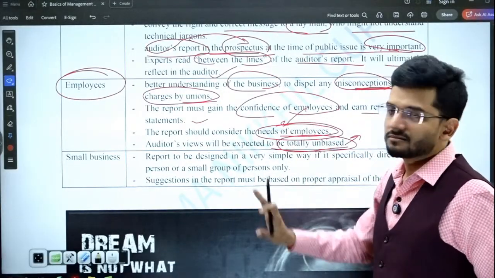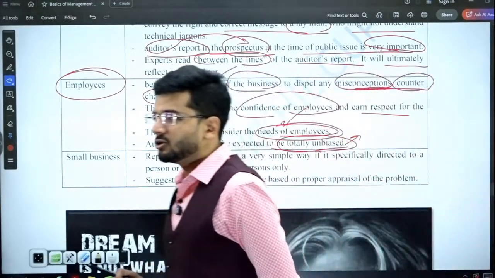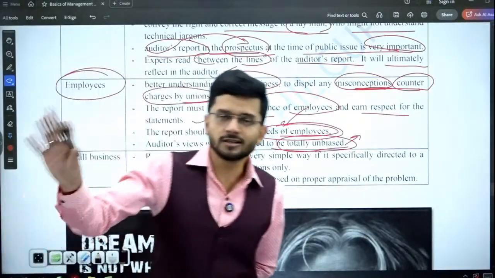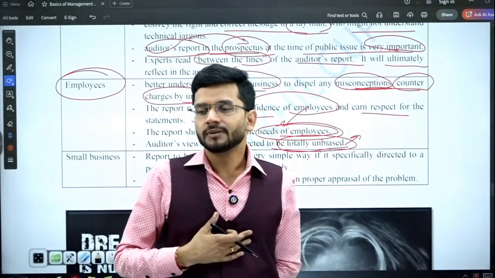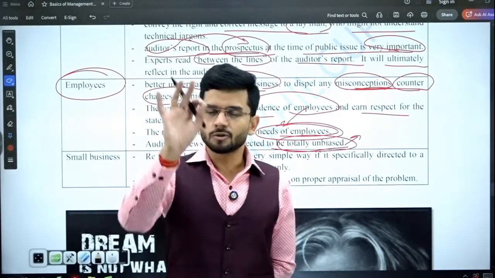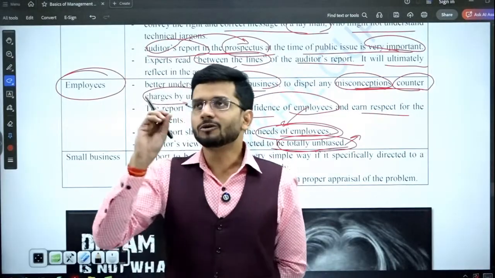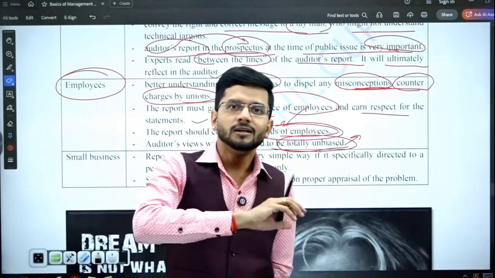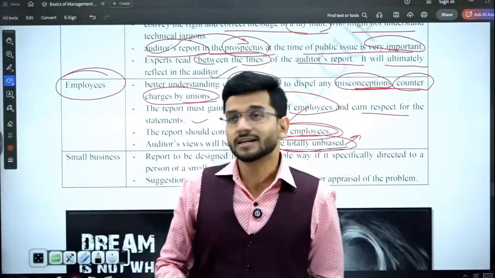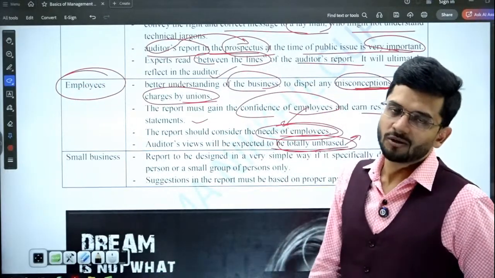Auditors' views will be expected to be totally unbiased. Obviously, the auditors are expected to be unbiased and they would not get influenced by either the unions or the management. Employees expect that an unbiased, uninfluenced opinion should be expressed by the auditors without relying on the statements of the union and without having influence from the management. That is the expectation of the employees from the management auditors.